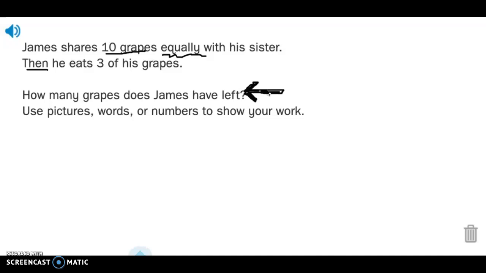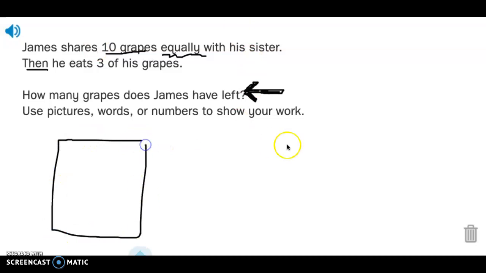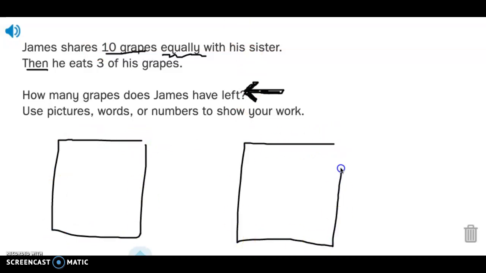Okay, if you're back with me, you have tried this problem. If not, you keep putting me on pause, then unpause me. Okay, let's think about this. We have James and we have his sister, right? So I'm going to draw James and I'm going to draw his sister. Between them, they have 10 grapes because James shares them equally.